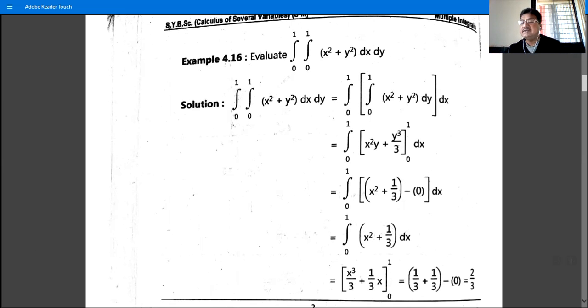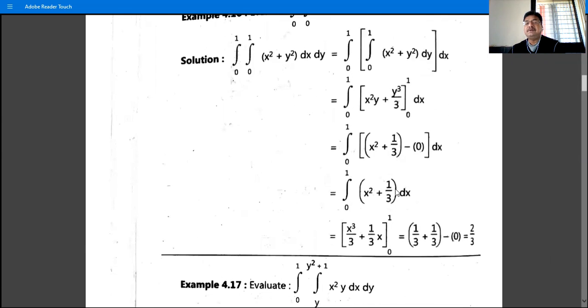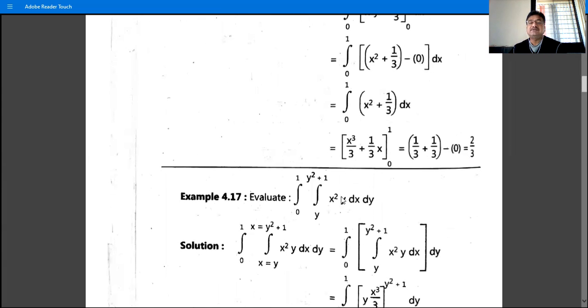Y is the variable, and x square is constant. So its integration is x square into y, and the integration of y square is y cube by 3, from 0 to 1. Then substitute y as 1 minus y at 0, the value at the upper limit minus the value at the lower limit, and therefore we have this answer. Its integration with respect to x is x cube by 3, the integration of x square, and 1 by 3 is constant, so it is 1 by 3 into the variable x from 0 to 1. Substitute x as 1, so 1 by 3, minus x at 0, which gives 0. So the value at the upper limit minus the value at the lower limit gives the answer 2 by 3.